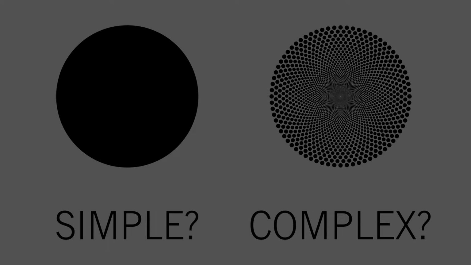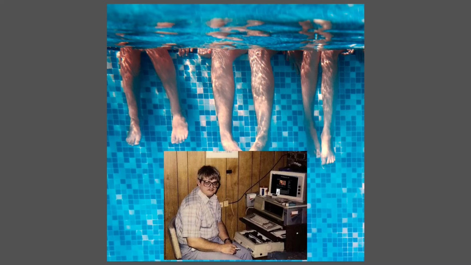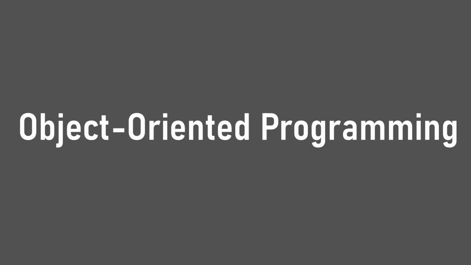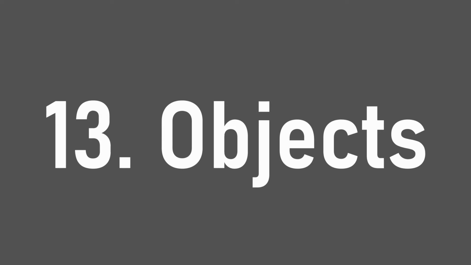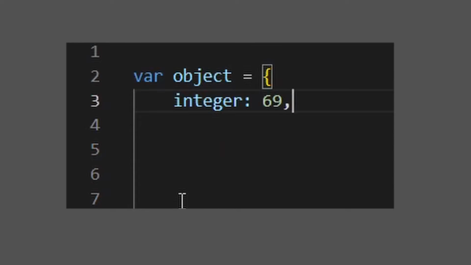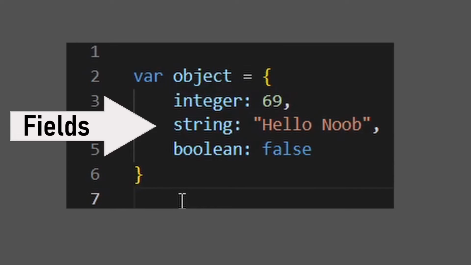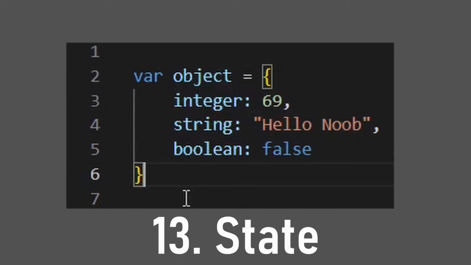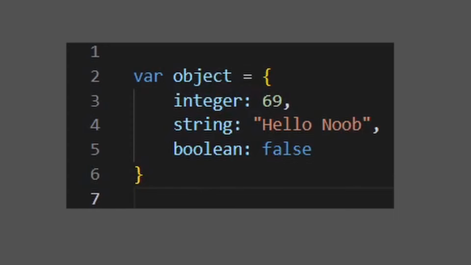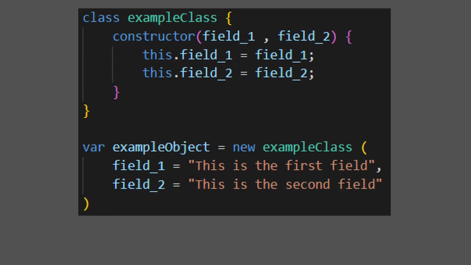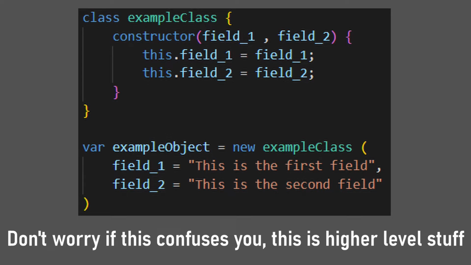Alright, time to move on to something a little more complex. If you've dipped your toes into the tech side of YouTube even just a little bit, you've probably heard of something called object-oriented programming. Objects are pretty much just complex variables or constants that have multiple values, or in this context, fields. These values are referred to as the object's state. Any object that has specific values assigned to it is referred to as an object instance. Classes are templates for creating object instances.